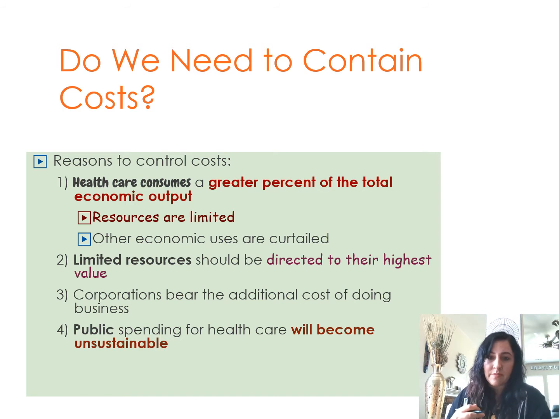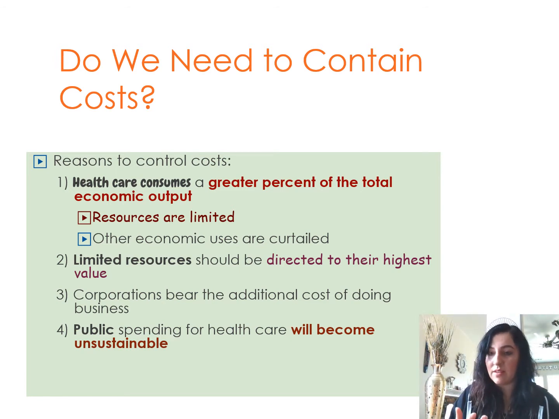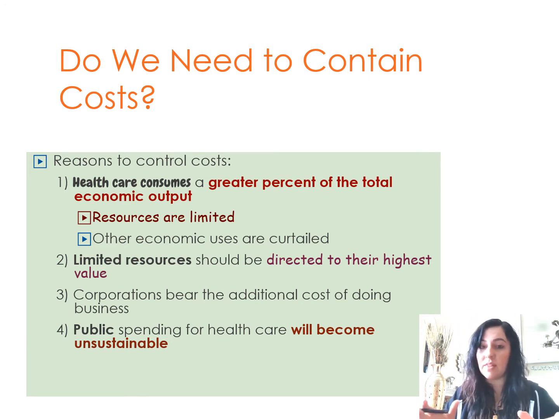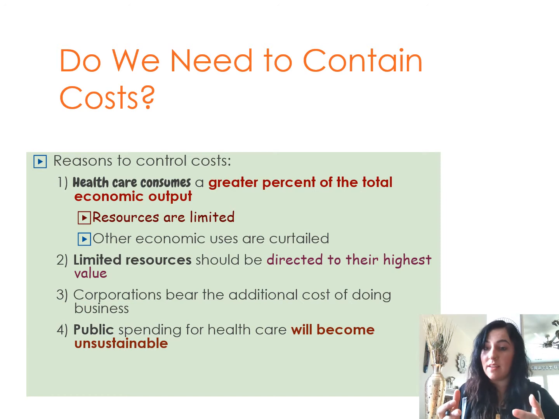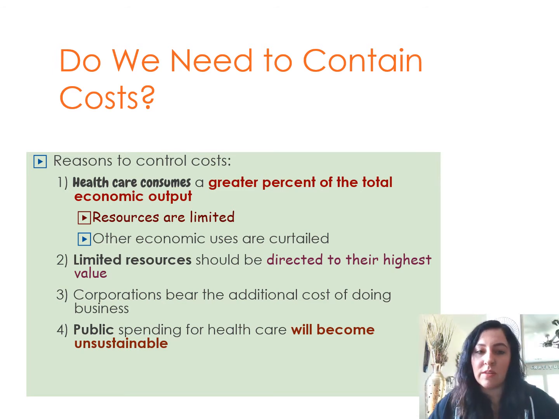We should be limiting our resources and directing them to the highest value. What is most important for us to be spending a lot of money and resources on? Healthcare is very important. It's up there, but there are other things that go along with healthcare that are very important for our society, and we do need those resources.